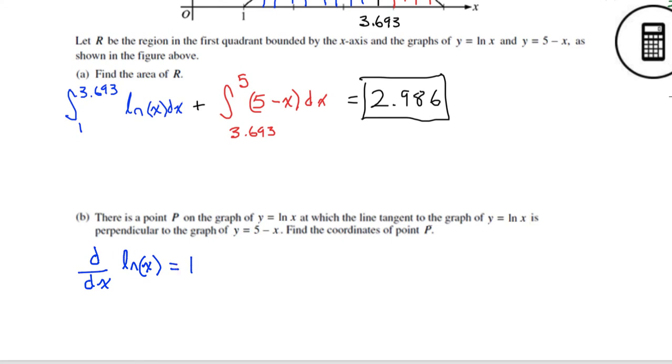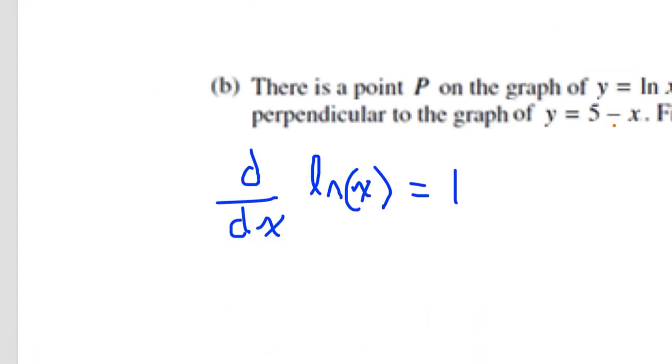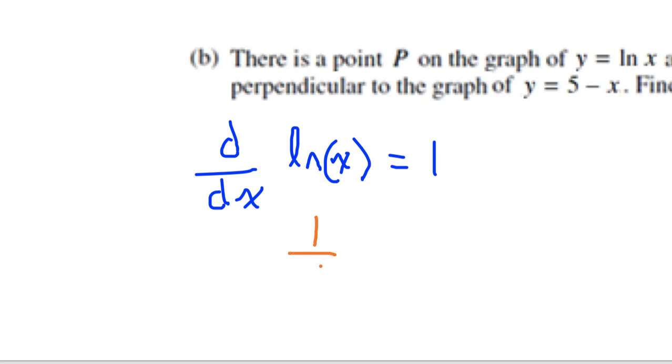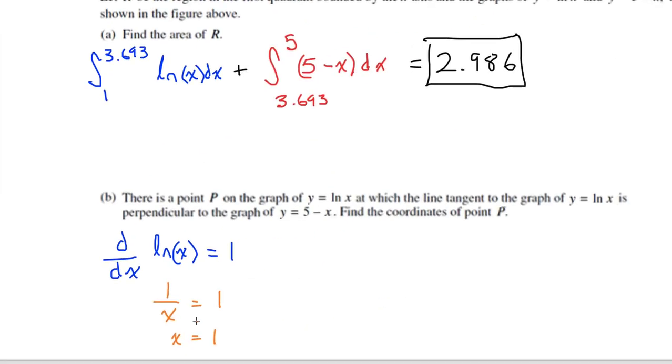Well, let's go ahead and solve, shall we? So what is the derivative of natural log of x? Well, it's 1 over x. So where is 1 over x equal to 1? That's only when x is equal to 1. Well, we're halfway there, right? We want to find the x coordinate. Done. We need to find the y coordinate. Plug in the x coordinate into this function, and then you have it, right?